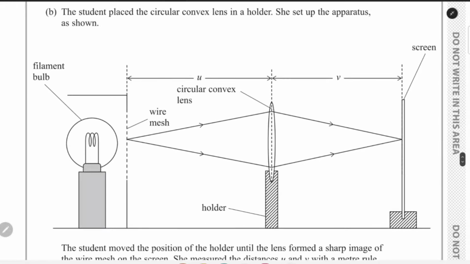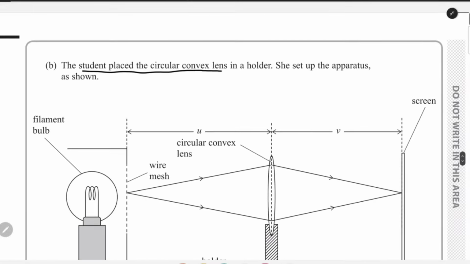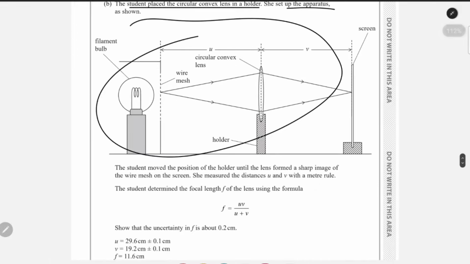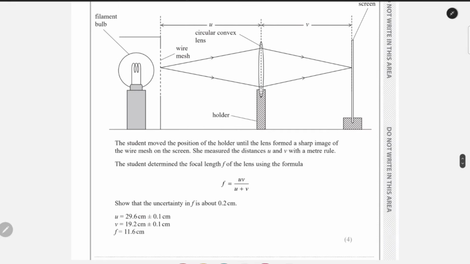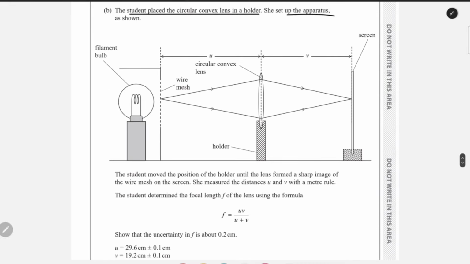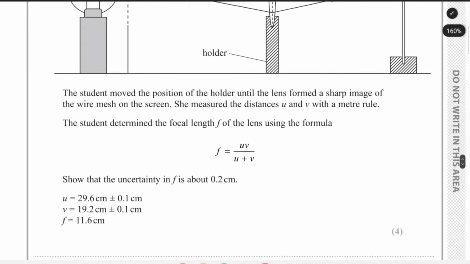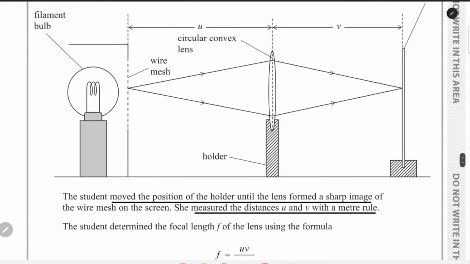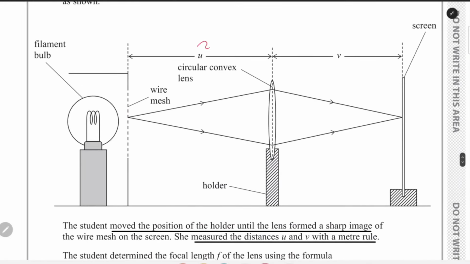Now in part B, we are told that the student placed the circular convex lens in a holder and set up an apparatus as shown over here. The student moved the position of the holder until the lens formed a sharp image, and then measured the distances u and v with a meter rule. So u is this distance over here, v is this distance.